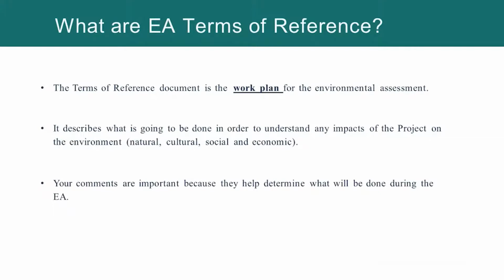So what are the EA terms of reference? The terms of reference document is basically a work plan for the environmental assessment. That's why I mention work plan all the time, because it's your plan. All the different plans you're going to carry out for the environmental assessment, actually study the water, study the wildlife, study all kinds. We'll show you a couple of slides at the end. It also describes what's going to be done in order to understand any of the impacts on the environment. So in this case, the natural environment, the cultural environment, the social environment, as well as the economic environment.